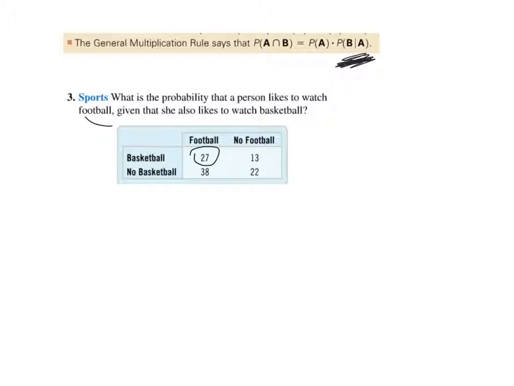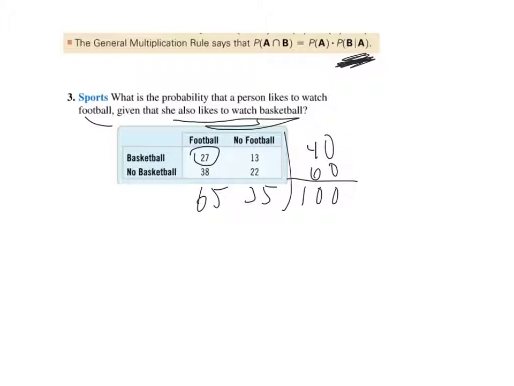And with the table, it's really easy because we can actually see that. If we do some totals here, if we add, let's see, so that's 50, so that should be 65 here. This would be 35 here. If we add up those probabilities, we get 100. And it'll probably be the same way going across the top. What's that? 40. And that would be 60, and that adds to 100. So there's my totals. That checks. So what's the probability that a person likes to watch football, given that they also like to watch basketball? Well, it's 27 out of 100, or 27%.